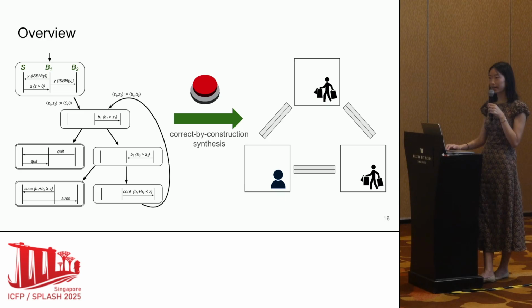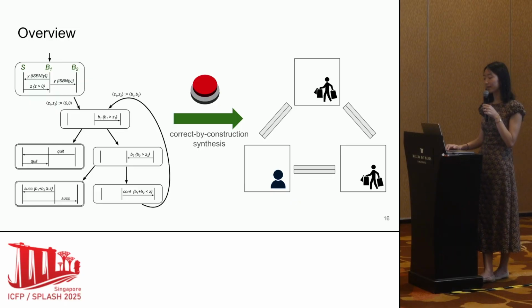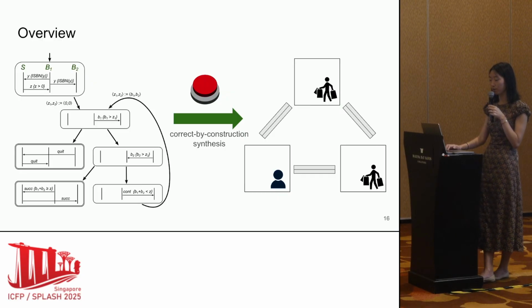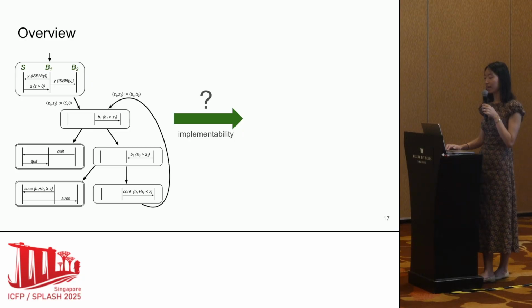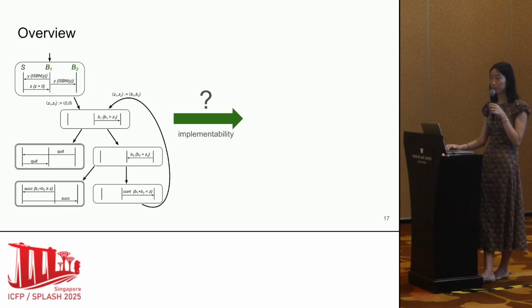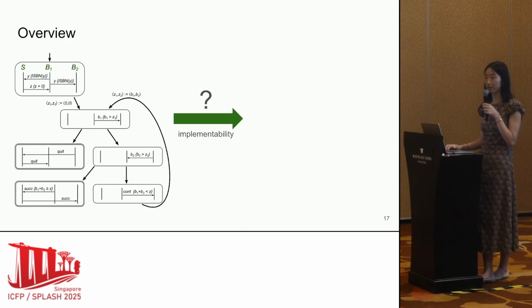The natural next step in such a global protocol-centric methodology is to automatically synthesize correct by construction distributed implementations, one for each of the participants in the protocol. As with any synthesis question, one must first address the realizability question, which in our setting we call implementability, which asks, given a global protocol, does there exist a distributed implementation that can inherit all of the desirable properties?